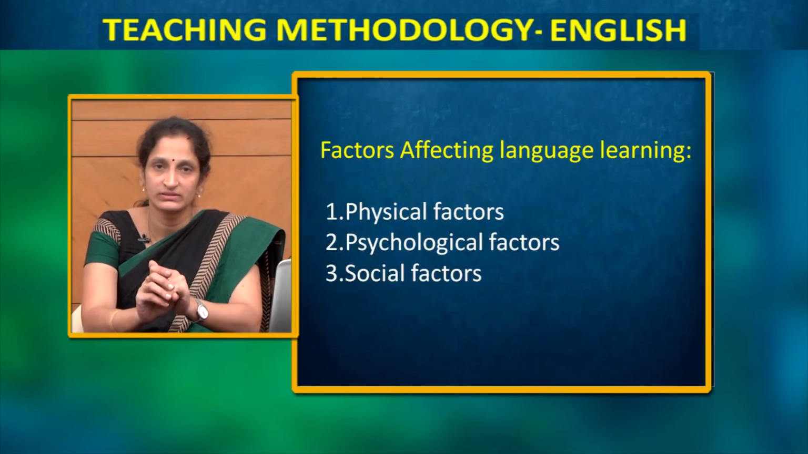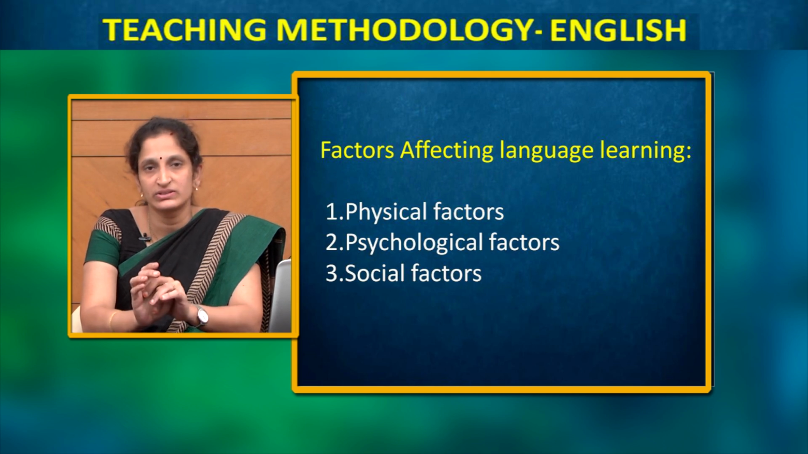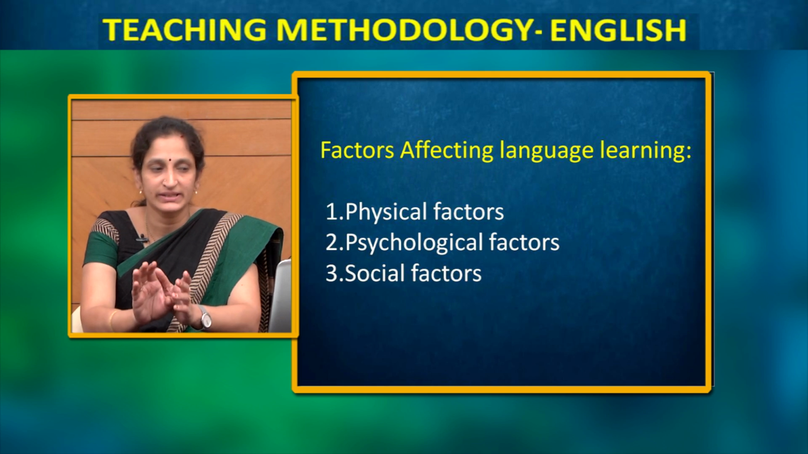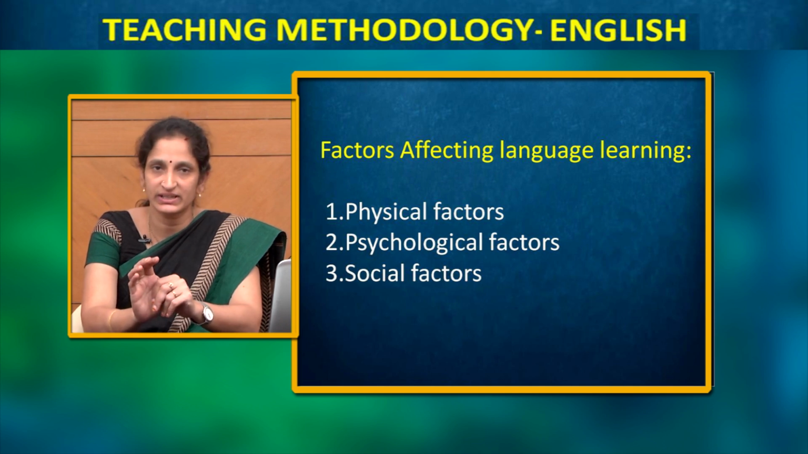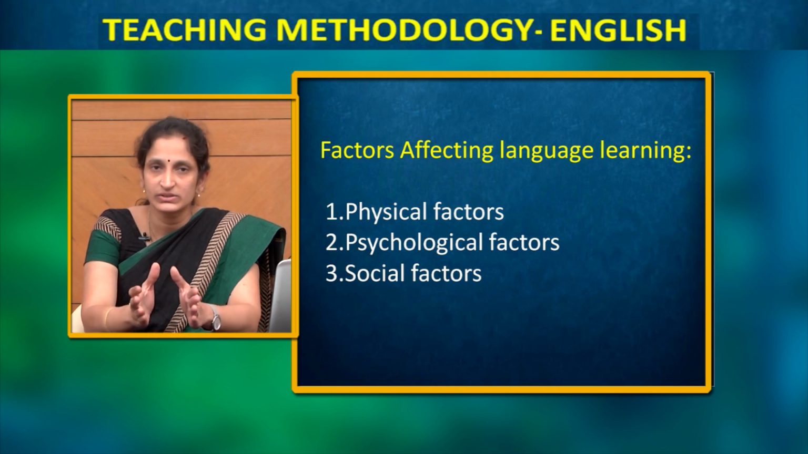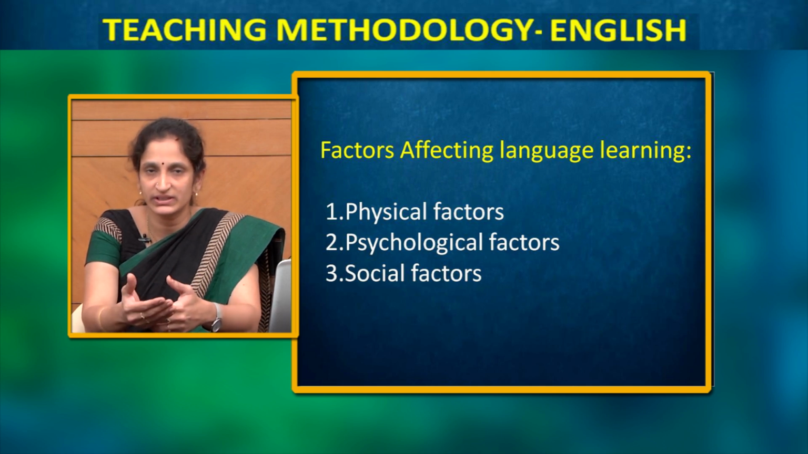Factors affecting language learning. To learn the language in an effective manner, we have to follow certain rules and regulations. Some factors make us learn the language properly. The first is physical factors, the second is psychological factors, and the third is social factors. Why exactly are we learning the language, what is the necessity of language, why are you acquiring it? All of this is for the purpose of communicating with others.